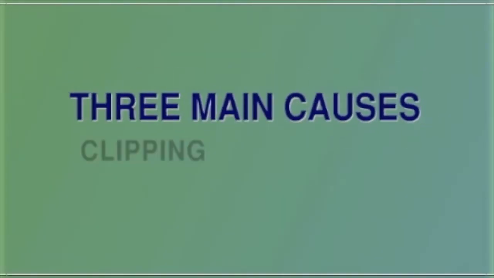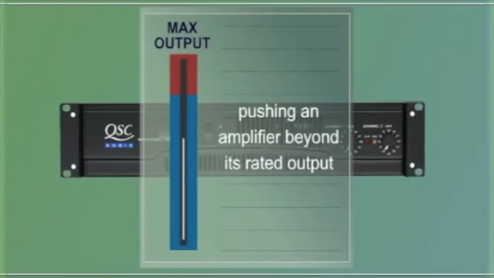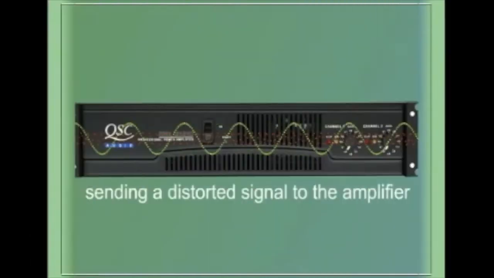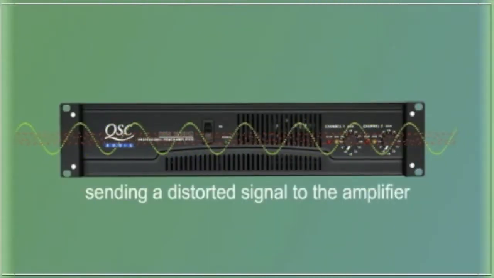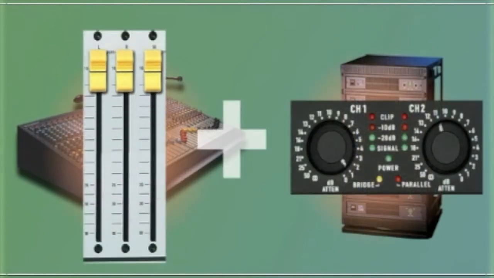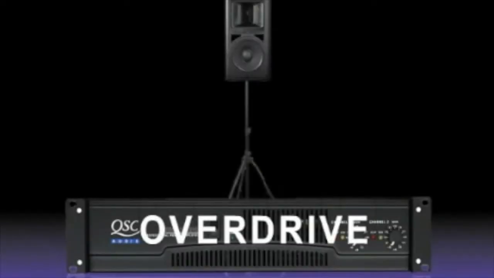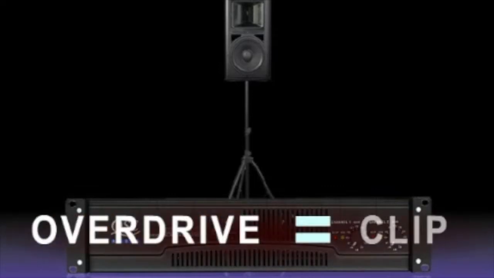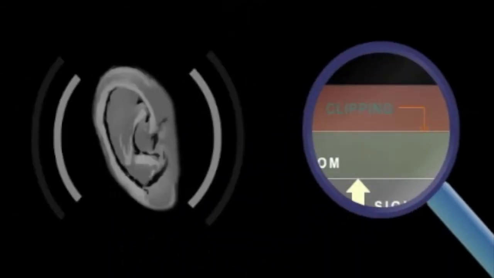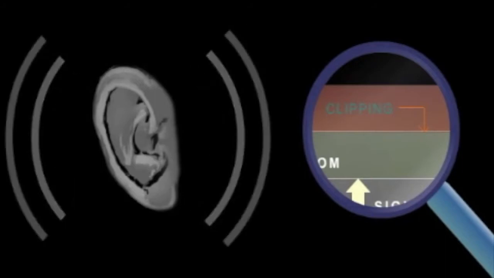There are three main causes of clipping and distortion: pushing an amplifier beyond its rated output, overpowering the loudspeakers, or sending a distorted signal to the amplifier. This normally occurs when you want more volume and the amplifier is already working at full output. Overdriving the amplifier will clip the output signal, causing the loudspeaker to distort. This will cause amplifier malfunction and possible loudspeaker damage. Clipping is easily detected when critical listening is practiced by the audio systems engineer.